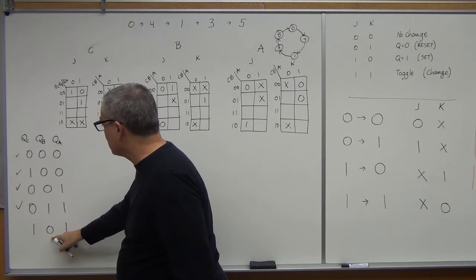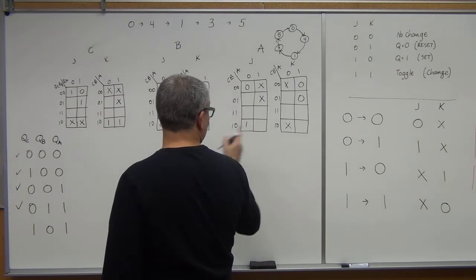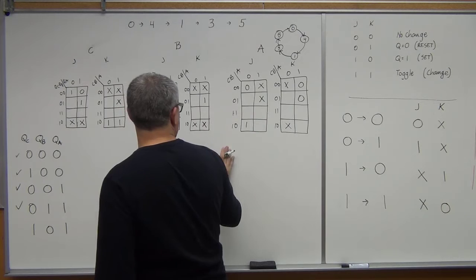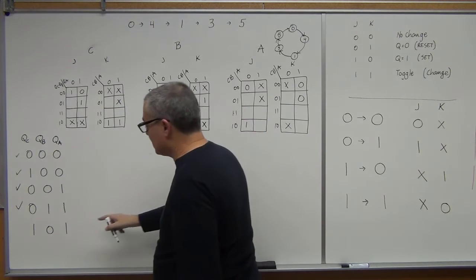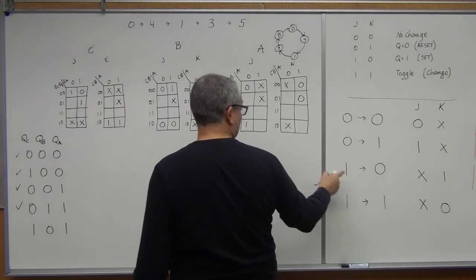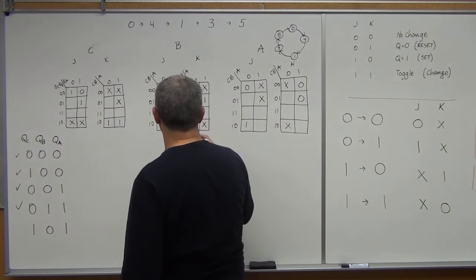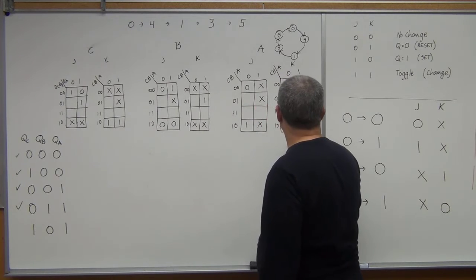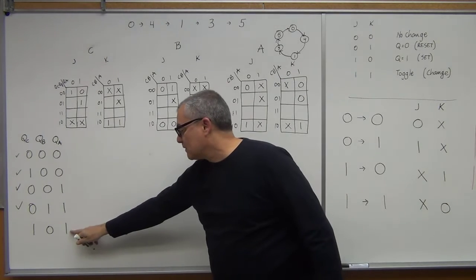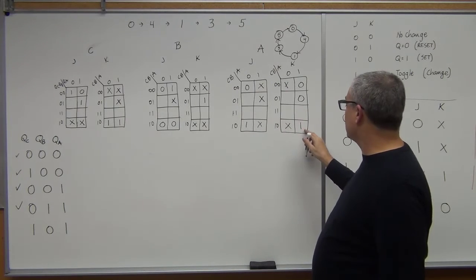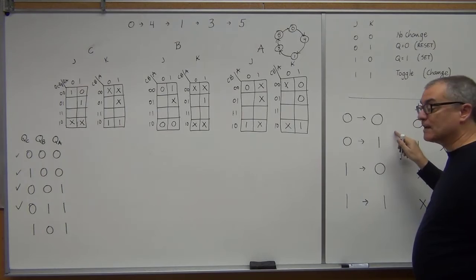The B flip-flop is going from a 0 to a 0. That's 0x. And the A flip-flop is going from a 1 to a 0. 1 to a 0 is x1. So that will be x1. Again, we were in state 101, so I'm in the 101 box, and I put the J and the K based on this table.